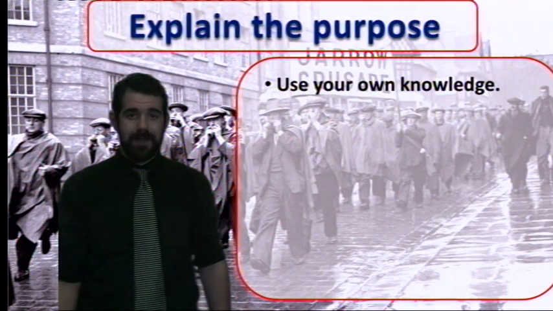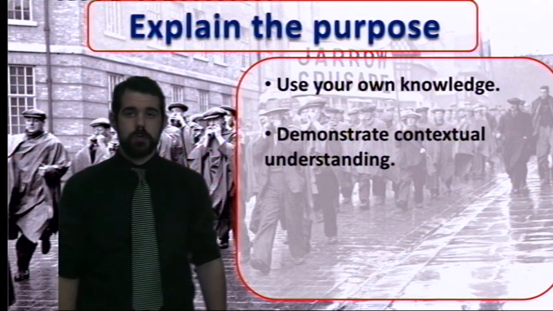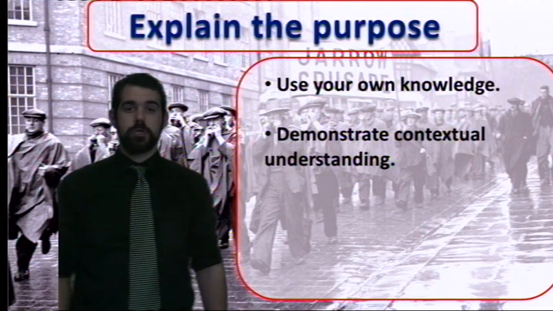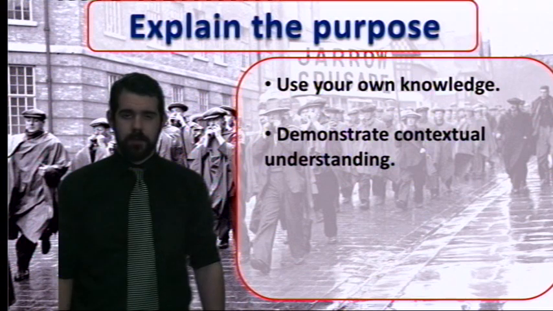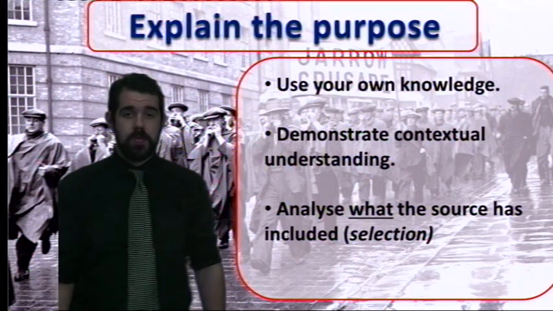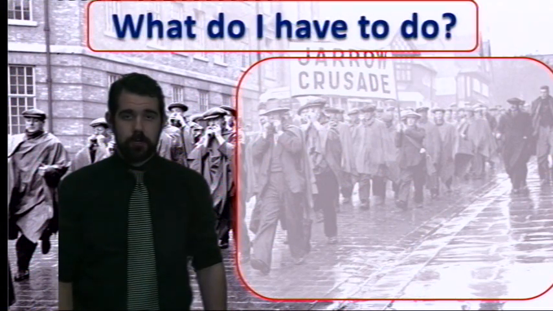So, to explain that purpose though, to get the higher marks of 6 to 8, you're going to need to use your own knowledge, demonstrate that you have contextual understanding. That is, you're somebody that's been studying GCSE, you know something about this that people just reading the source for the first time wouldn't, because anybody reading that source should be able to identify its purpose is to get jobs. So you have to analyse what the source includes and how it's included.